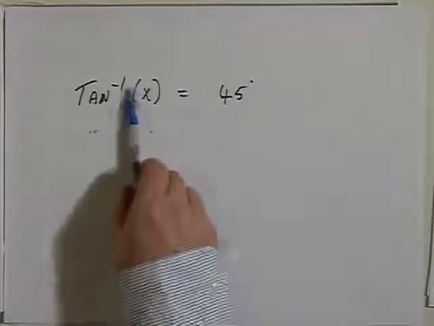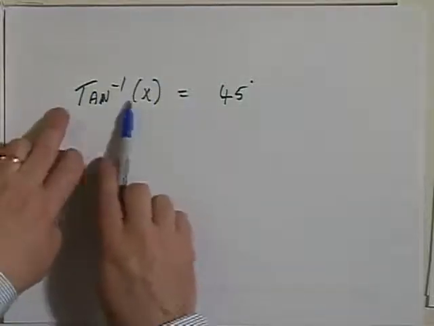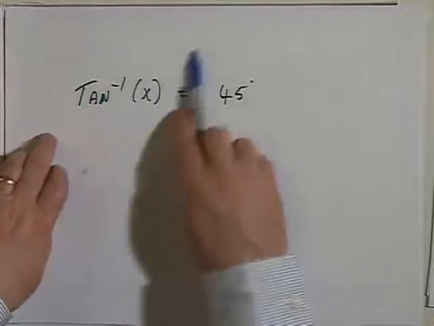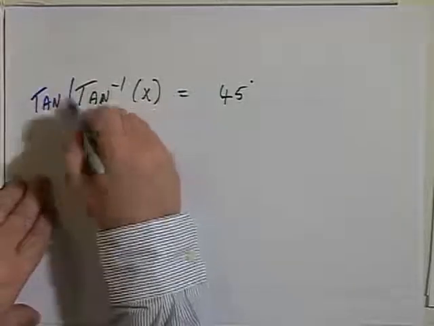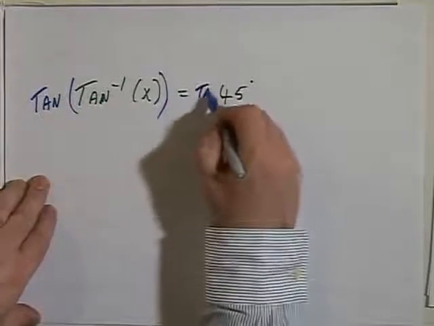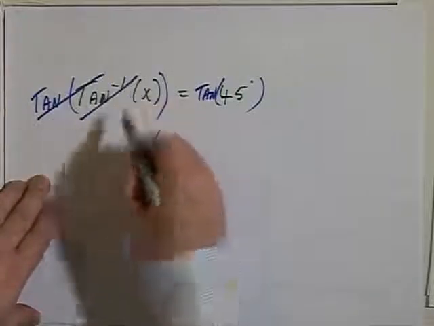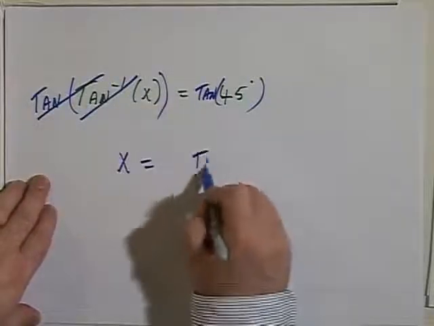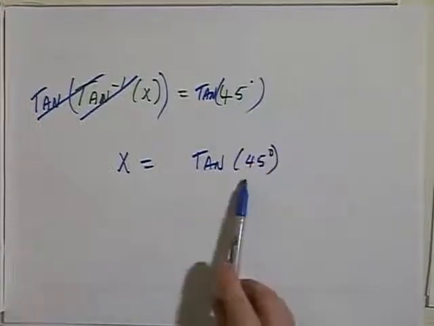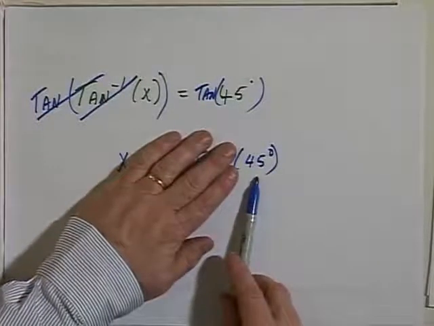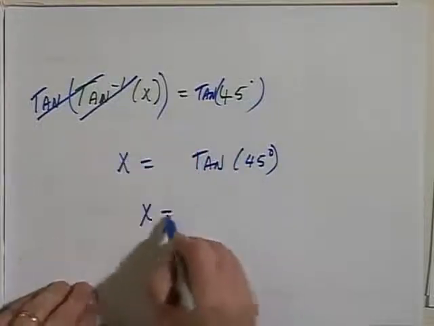I've no idea. What gets rid of an inverse tan? What do you have to put on this side to get rid of it, to wipe it out? Just tan. So tan of this side must be tan of this side. Tan inverse tan gives you just x. x is tan 45. And that's not too difficult. That's just sticking 45 in your calculator and hitting the tan button. You get x is equal to 1.